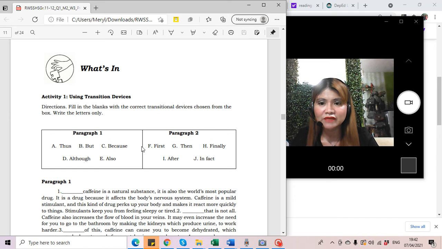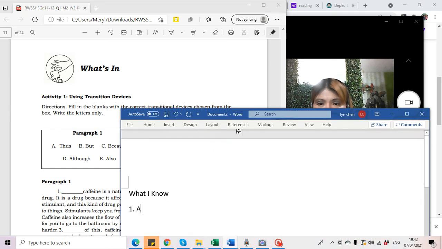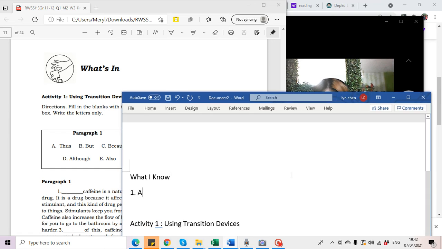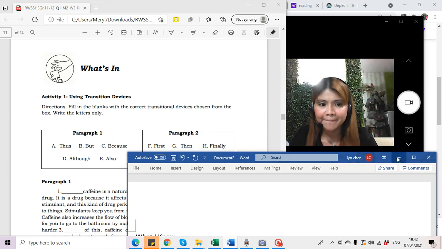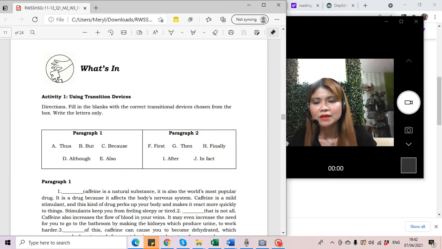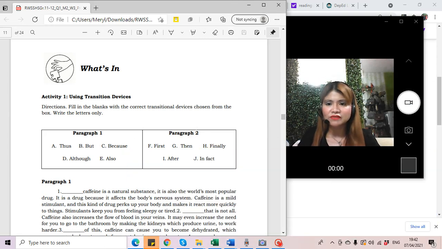Answer What's In after reading. Again, you write a section title that separates your answer from the previous task. Activity 1, you write here, What's In? What's In? Activity 1, using transition devices. Number 1. Activity 1, using transition devices.